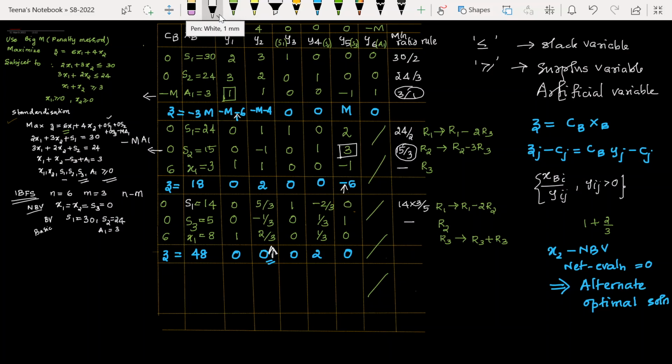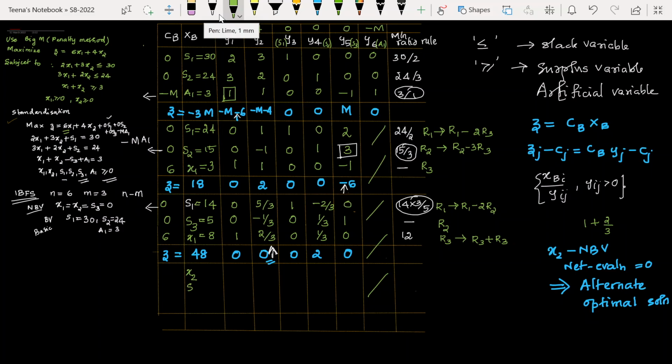Then the last ratio is 8 by 2 into 3, so this is equal to 12. Now among these two ratios, the first ratio comes around 8.4, and so this is smaller when compared to 12, and therefore we have to make S1 leave the basis. So let us modify the basis. We are going to get an alternate optimal solution. So we are making S1 leave the basis, and in its place we are making X2 enter the basis.